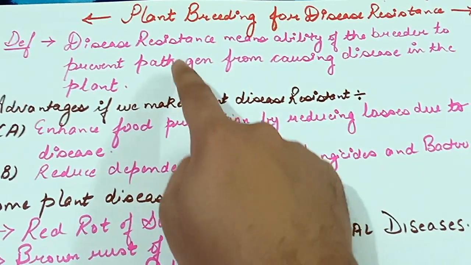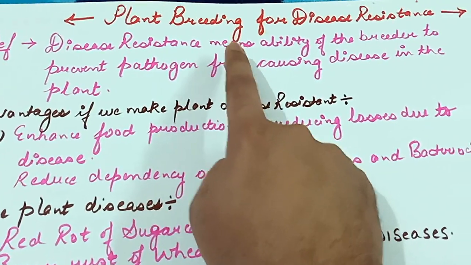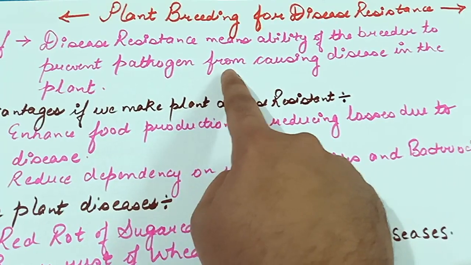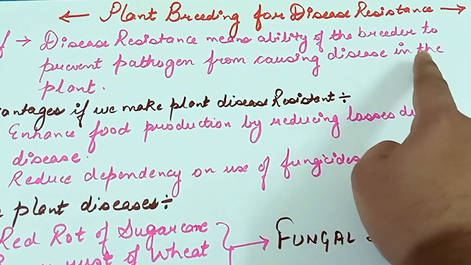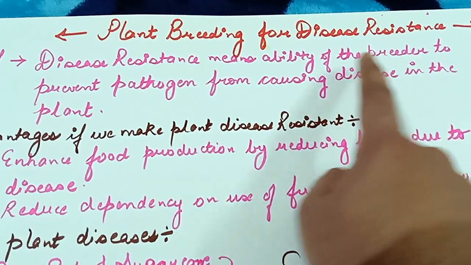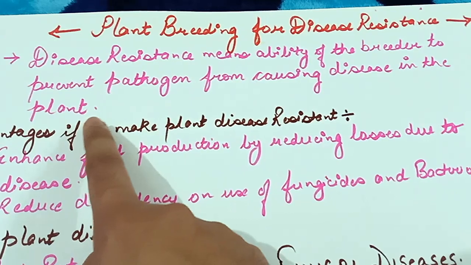So what do you mean by disease resistance? Disease resistance means the ability of the breeder to prevent pathogens from causing disease in the plant. So it is the ability of the breeder to prevent pathogens from causing diseases in the plant.